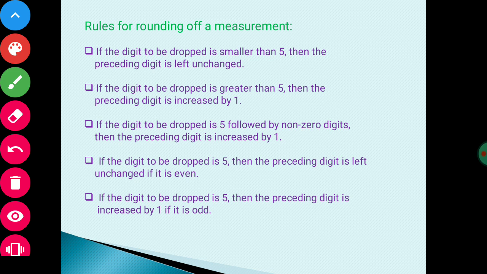Now the third rule, if the digit to be dropped is 5. Now the digit that you want to drop is exactly 5. Then what to do? If the digit to be dropped is 5 followed by a non-zero digit, then the preceding digit is increased by 1. I'll give you one example.